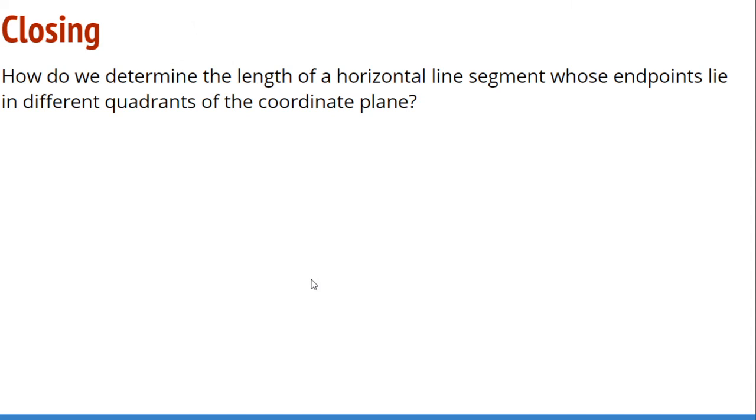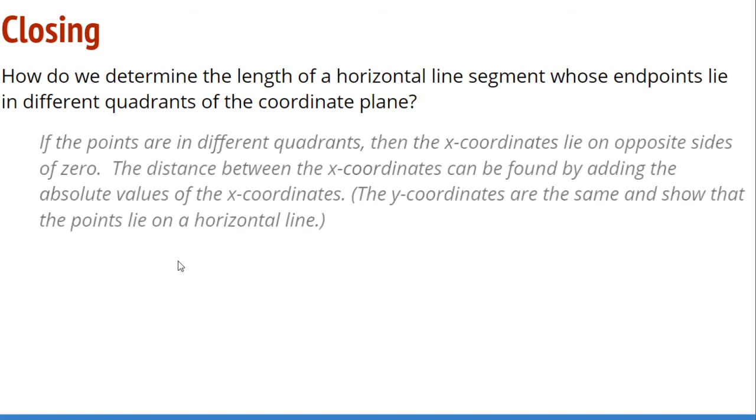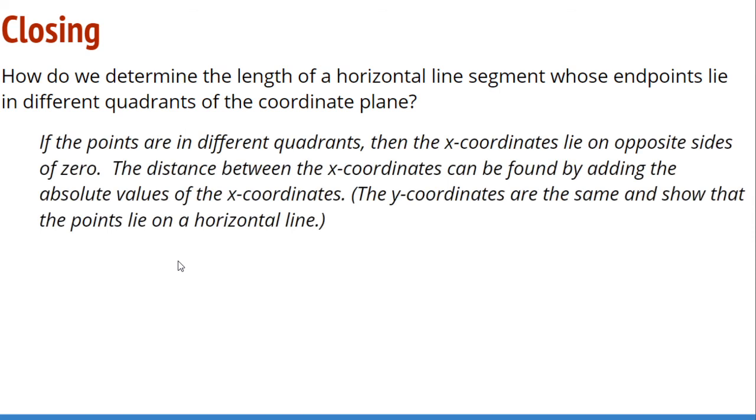All right. So how do we determine the length of a horizontal line segment whose endpoints lie in different quadrants of the coordinate plane? We use the absolute value. If they're in different quadrants, then the x-coordinates will lie on opposite sides of 0, and the distance between the x-coordinates can be found by adding the absolute values of the x-coordinates. The y-coordinates are the same and show that the point lies on a horizontal line.